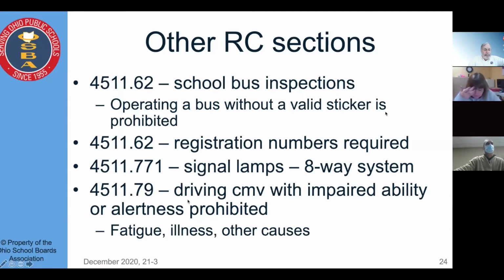4511.79 has some interesting language in it. It says driving a CMV with impairment or without alertness is prohibited. If you go back to the drug and alcohol material that you'll hear in the Clearinghouse or in the reasonable suspicion training, they talk about a 0.04 cutoff. What it says here is impairment or lack of alertness is prohibited. So that's not a 0.04 cutoff. If you have any alcohol in your system, you shouldn't be operating a school bus. And that's not a cutoff. That's a 0.00.